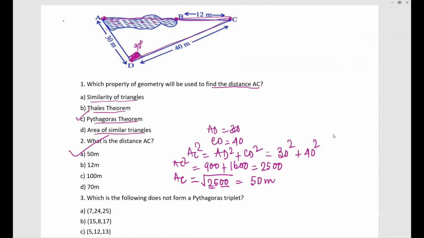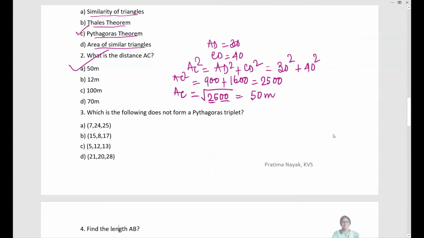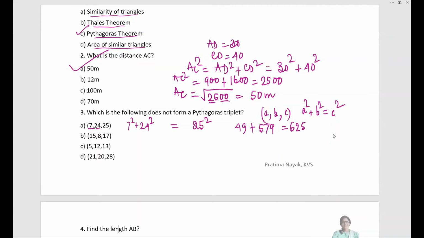Next is, which of the following does not form a Pythagorean triplet? A, B, C form a Pythagorean triplet if the sum of the squares of the two smaller sides is equal to the square of the bigger side. So for each option, take the smaller sides: 7 square plus 24 square, and see whether it is equal to 25 square or not. 49 plus 576 is 625, and 25 square is 625. So this is a Pythagorean triplet. But the question is which does not form a triplet, so A is not the answer.